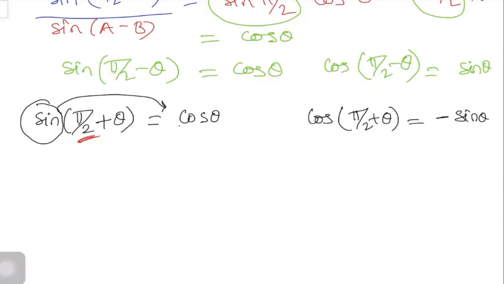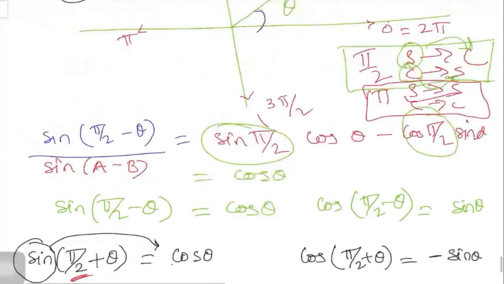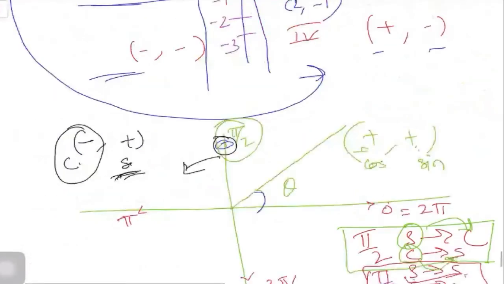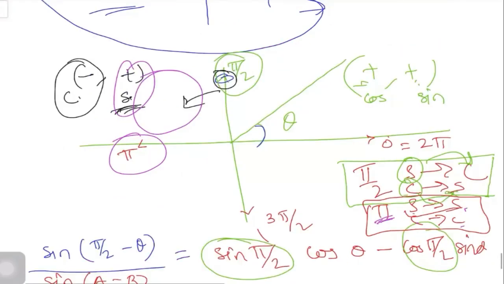Similarly, we can have the formula for sine of pi minus theta. Since pi is there, as I have told you already, sine will remain sine and cos will remain cos. So sine of pi minus theta is sine theta. Pi minus theta means you are subtracting some theta from pi, so you remain in the second quadrant only. In the second quadrant sine has a positive sign, so we have plus sine theta.